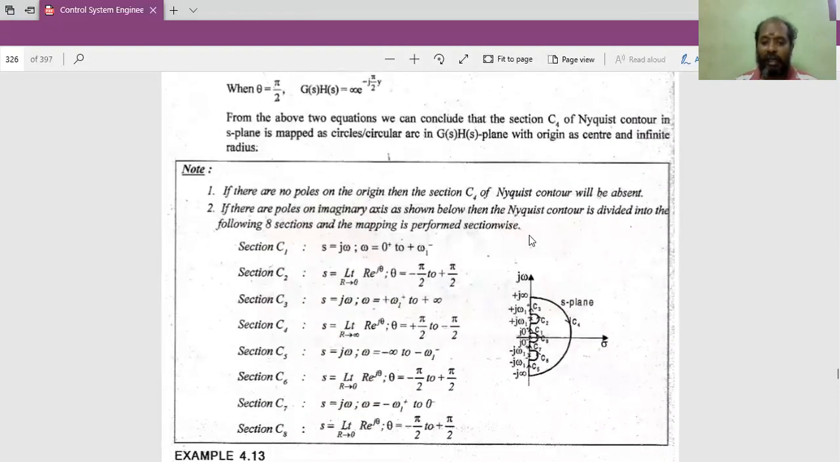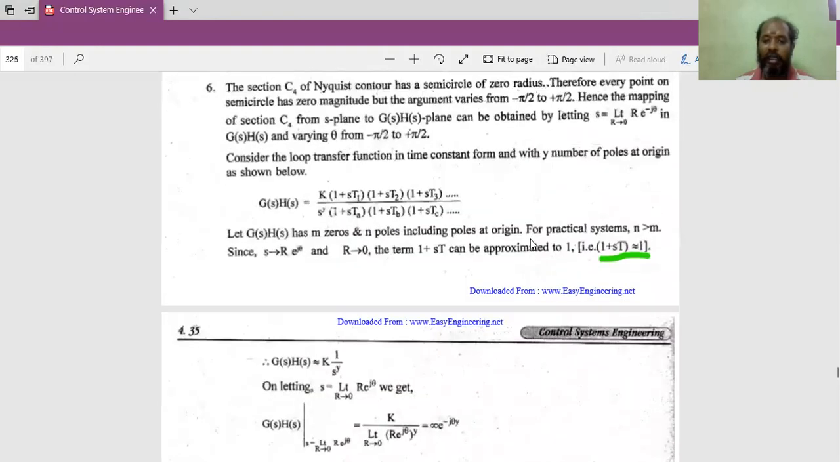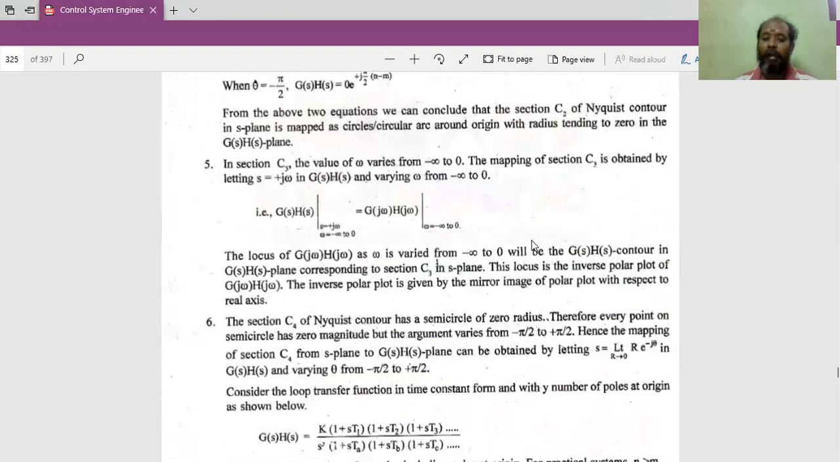So based on the available diagram, what you finally got in the G of s H of s plane, based on the encirclement around the -1 plus j0 point, you can conclude and comment about the stability of the system. We will see a problem which will make you understand the concept in a better and simpler way in the next lecture.